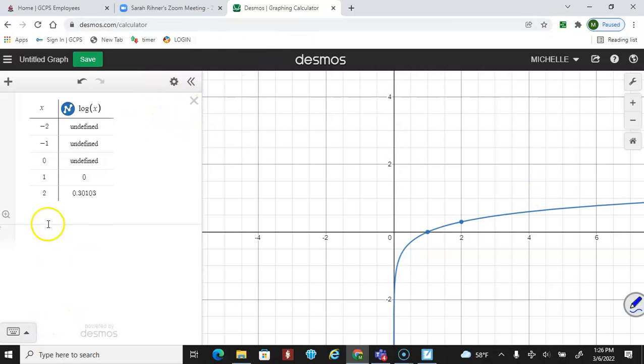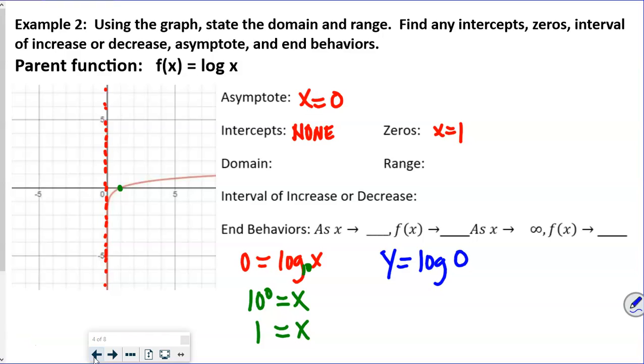So let's go back and let's talk about all of that. When we look at our domain, x is going to be what? Greater than 0, right? Now our range is going to be all real numbers, isn't it? Okay, so remember that. Our range is going to be all real numbers because that graph is going to be going down forever and it's going to be going to the right forever, okay?